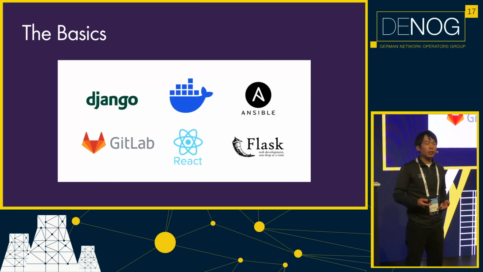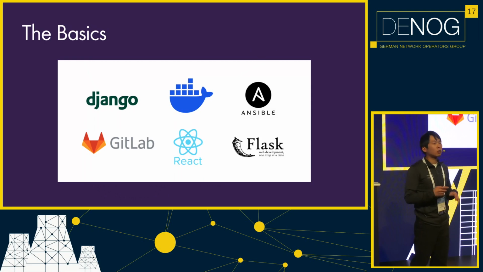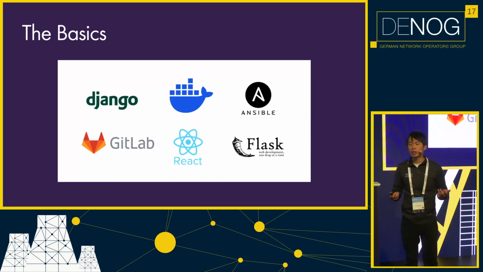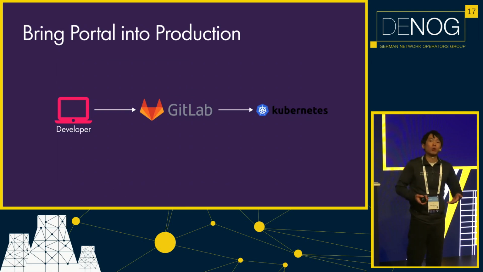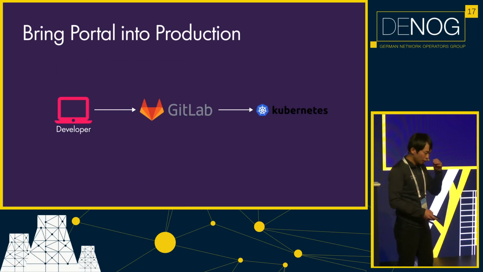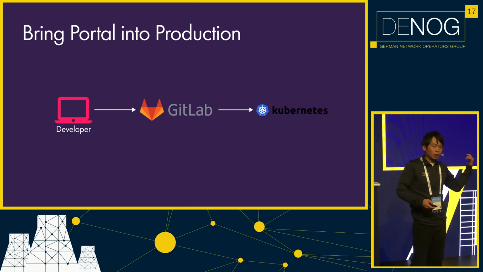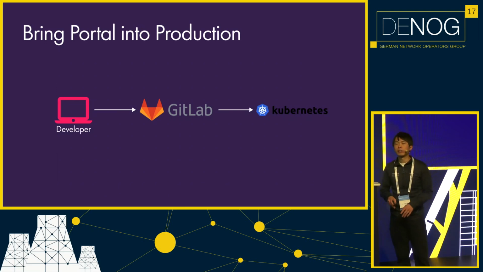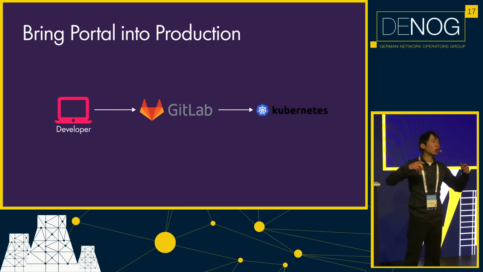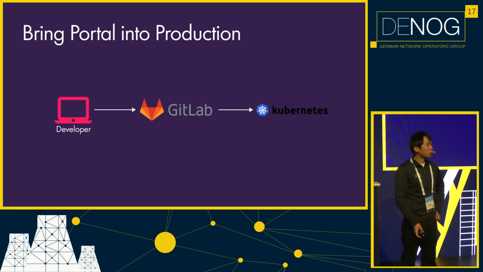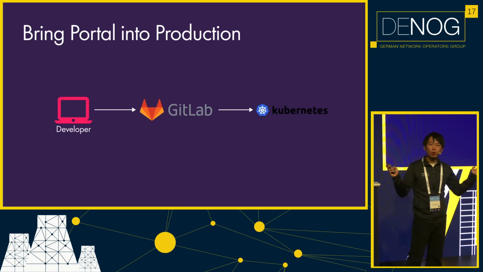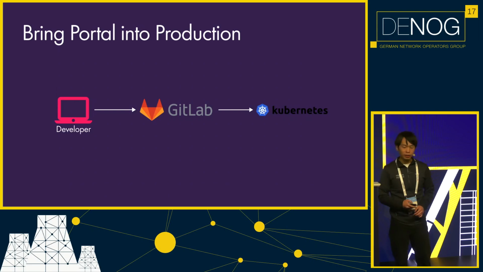So we started writing the code, and then of course, at some point, we have to bring this code into production. So it looks like this, right? Developers hacking away, and then they just push the code to GitLab, and GitLab's like, okay, let me just deploy this stuff to Kubernetes, and then we call it a day.